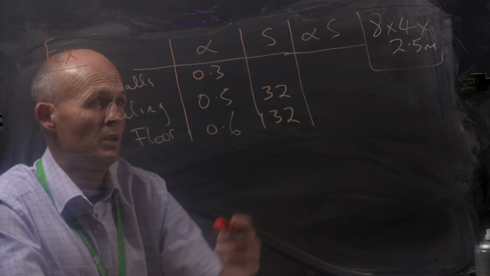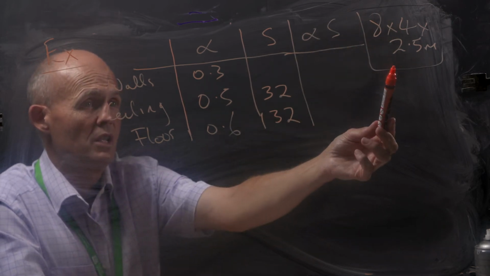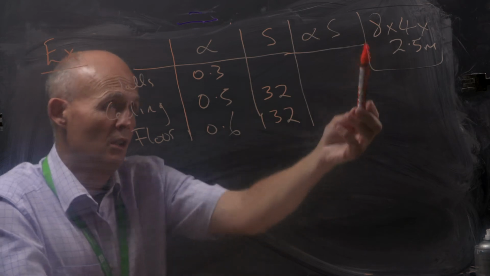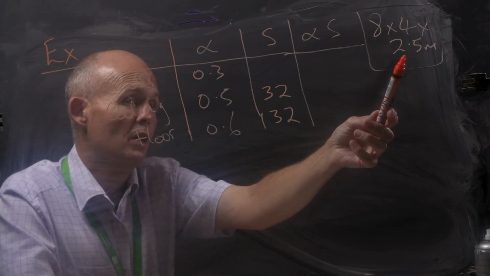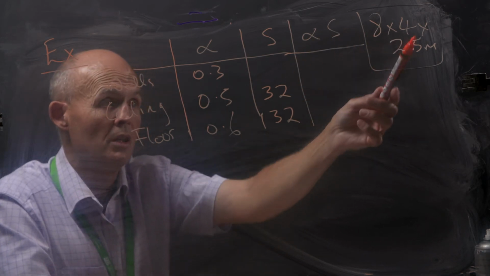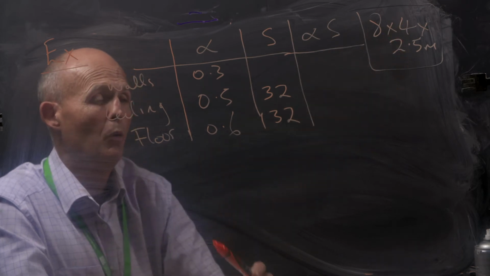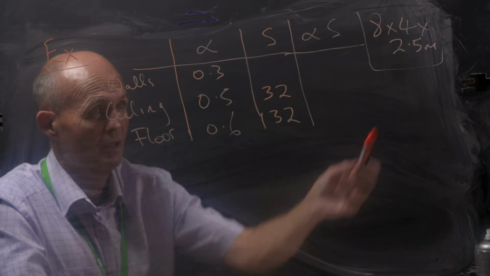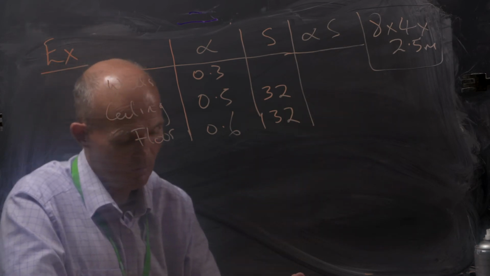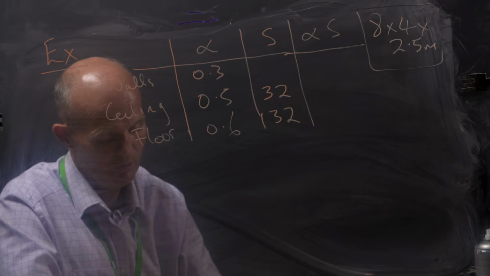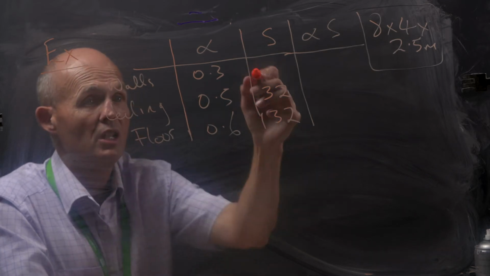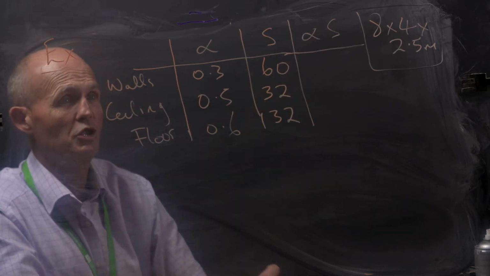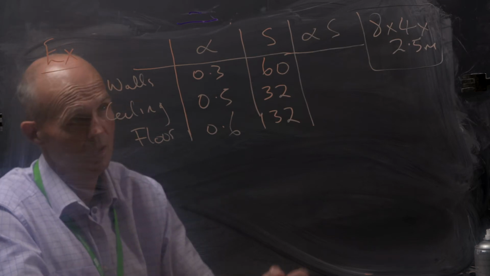The other surface area we can work out is the surface area of the walls. We've got an 8 by 2.5 wall, and we've got 2 of those. We've got a 4 by 2.5 wall, and we've got 2 of those. If we work out the total surface area of the walls, I'm just looking at my notes here, we end up with 60 meters squared. So that's the actual surface area of the walls.